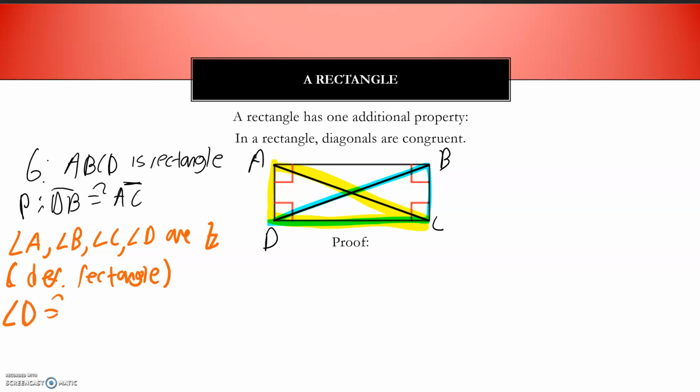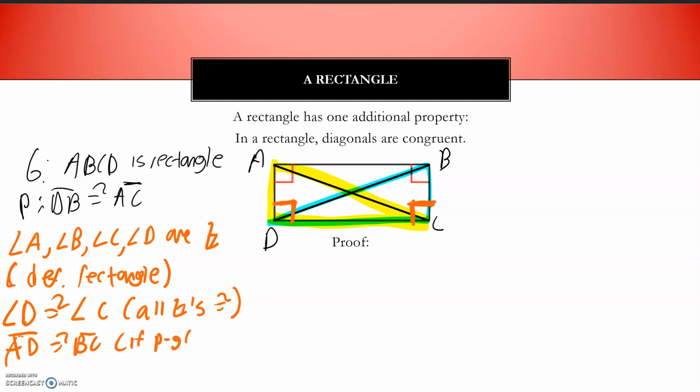Angle D is congruent to angle C, because all right angles are congruent. Okay, and since I can't mark the angles again, I'm just going to trace over them so we can see that we've got that. I'm going to say that AD is congruent to BC, because if parallelogram, we have opposite sides congruent.